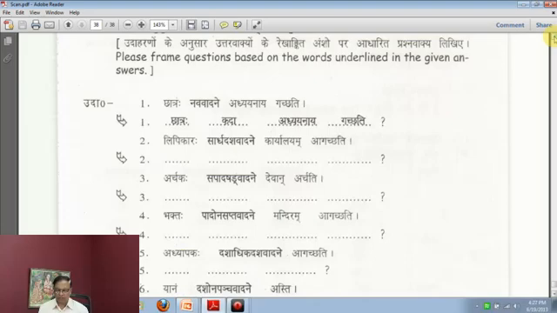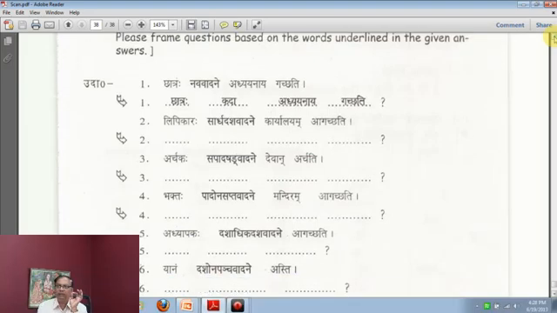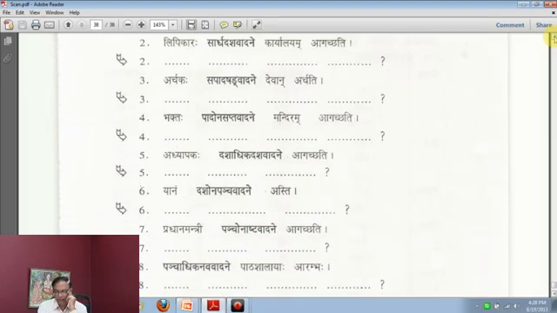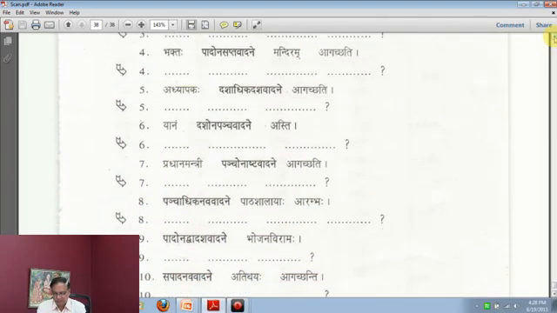Third one. Archakaha sapada shadvadane devan archate. So the worshipper in the temple worships deities at what time? Sapada shadvadane. 6:15. Morning 6:15. He worships the deities in the temple. So posing that, making it an interrogative one: archakaha kada devan archati. In the place of the time you put kada.